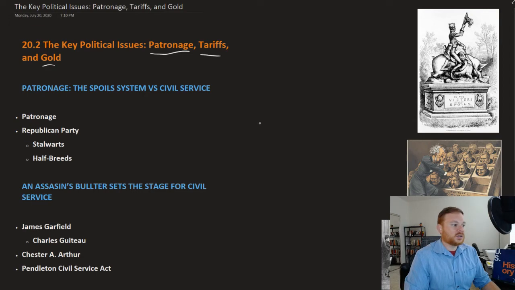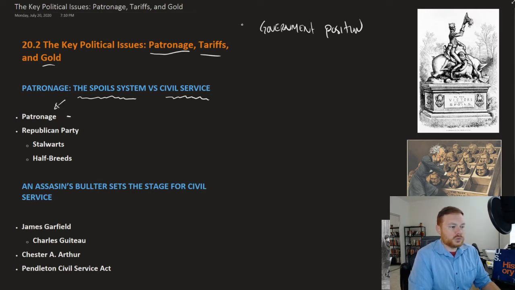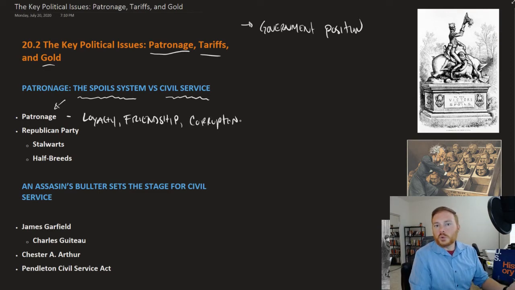to be had. On the issue of patronage, essentially the two positions were spoils system versus civil service, and this has a lot to do with government positions. The spoils system or patronage was to appoint people to government positions based off of things like loyalty, friendship, and even in some cases corruption. The idea is that you reward those people who are loyal to you by giving them a very comfortable job.